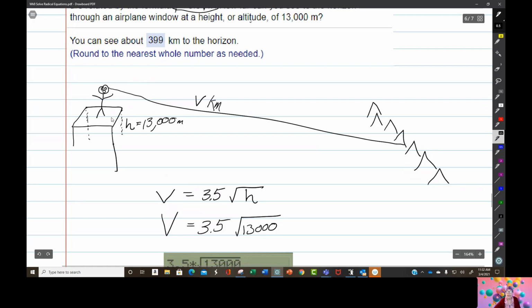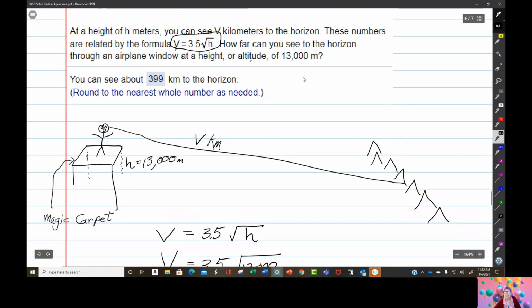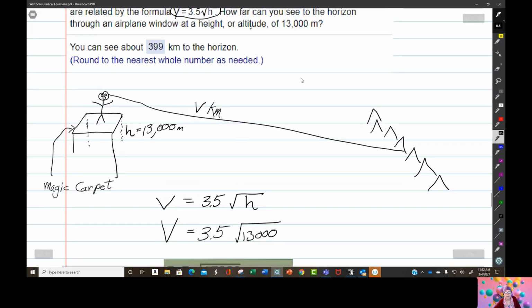You could be on a magic carpet. Duh, problem solved. Okay, magic carpet, let's make a note. High-flying magic carpet. There is a way around every problem somehow. Problem is finding it. Okay, one more. Questions about this? Okay.